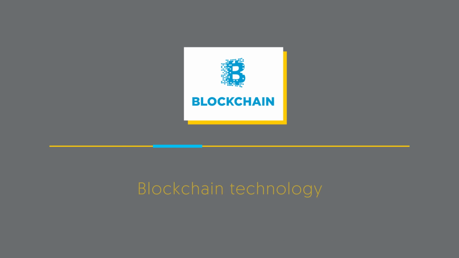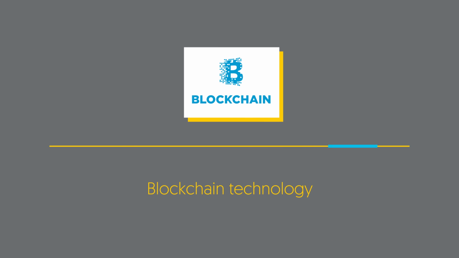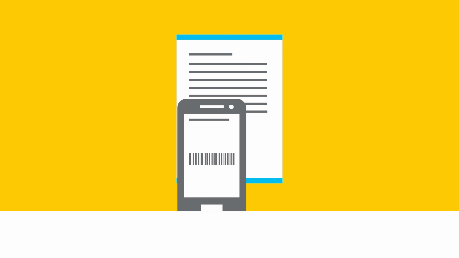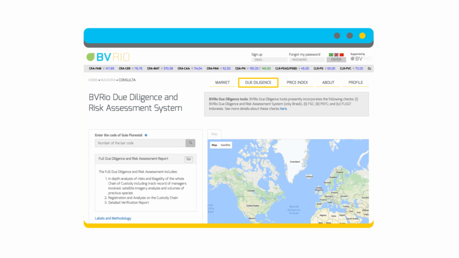All the results are kept using blockchain technology. Sounds interesting, doesn't it? And it's really simple to use. You can simply scan or type the barcode of the transportation documents of the timber you are buying, and the system gives a due diligence and risk assessment report.